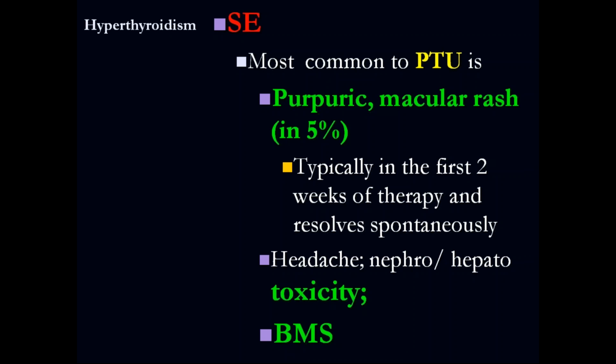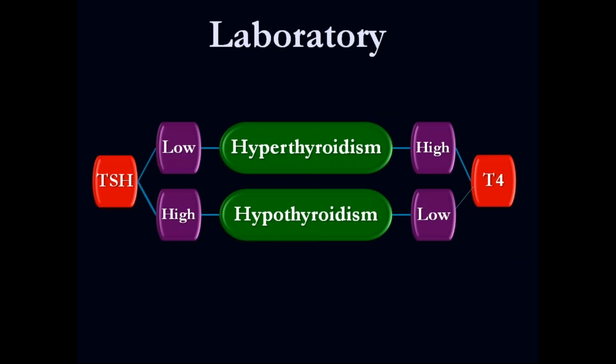And they can lead into what we call bone marrow suppression. PTU can lead into bone marrow suppression. That means it can diminish the red blood cells, can diminish the white cells, and can diminish what? The thrombocytes or platelets. So that's why the purpuric macular rash is coming. Headache, nephrohepatotoxicity, BMS. That is what we were talking about, BMS, the bone marrow suppression. Open eyes, open ears on that.